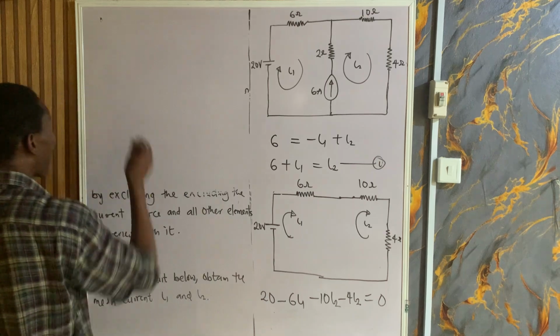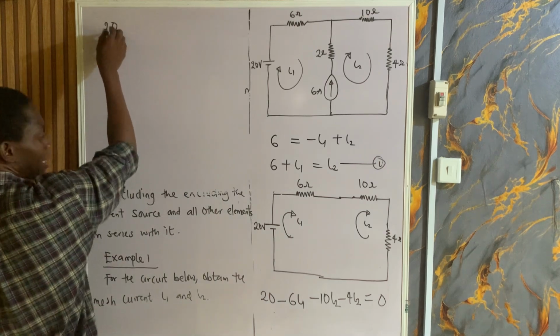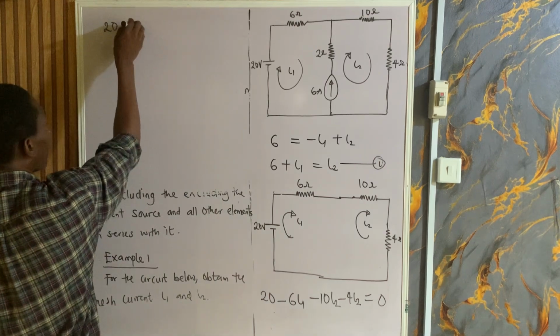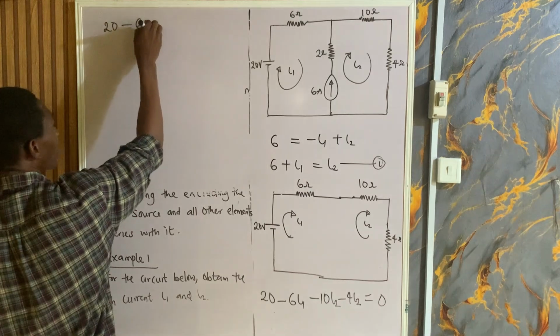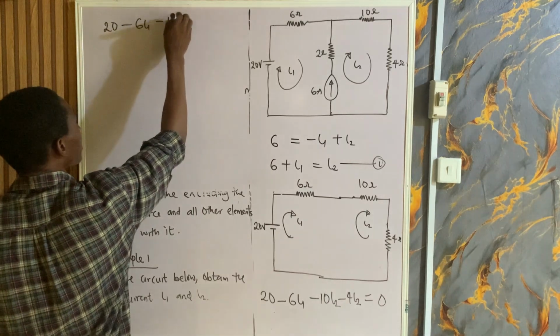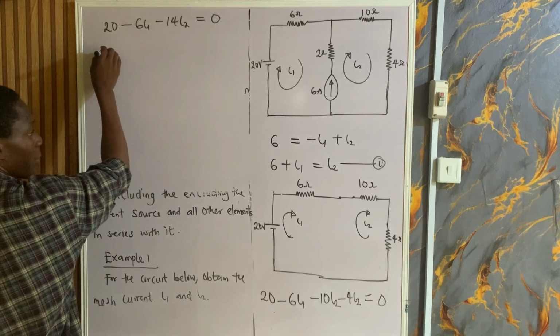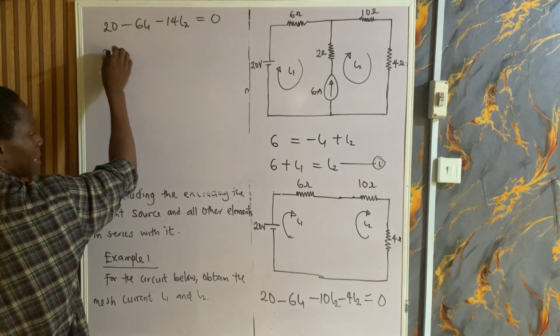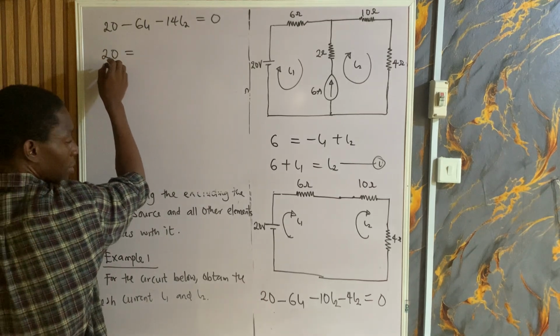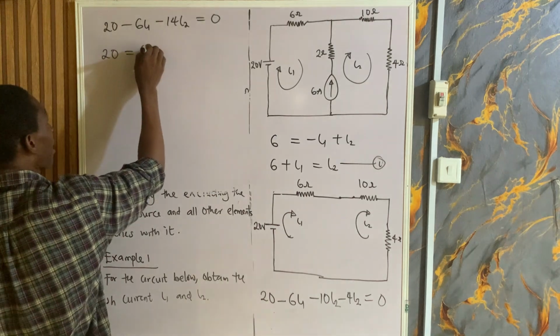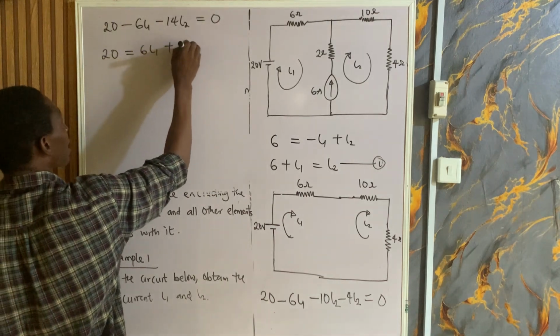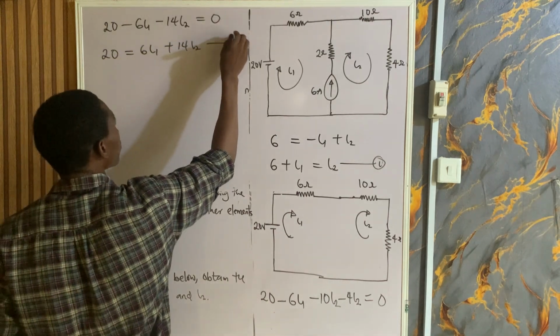To simplify that, we have 20 minus 6 I1 minus 14 I2 is equal to 0. So we can say 20 is equal to 6 I1 plus 14 I2. This is my equation 2.